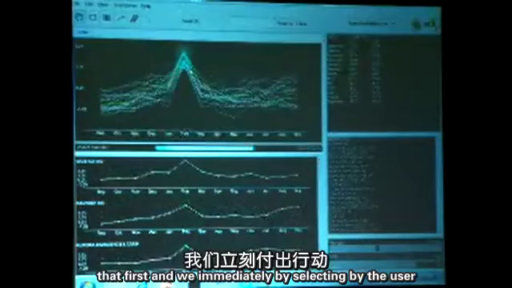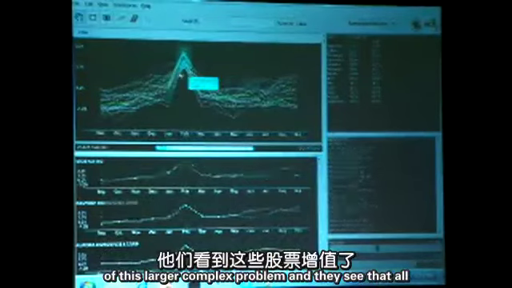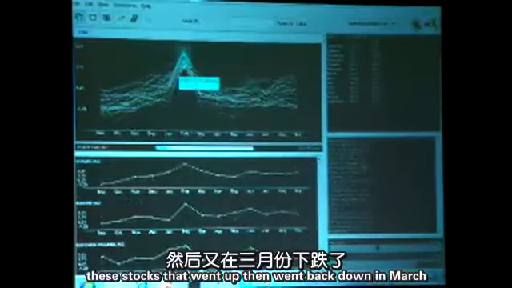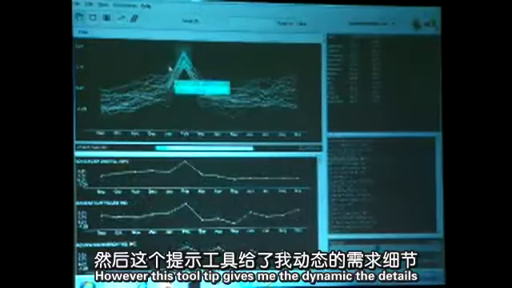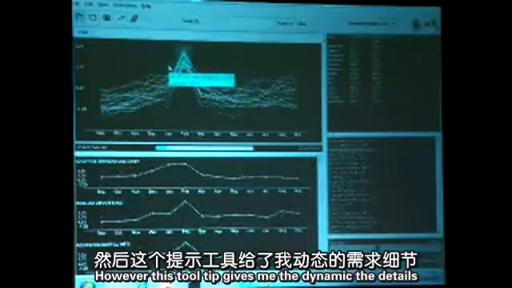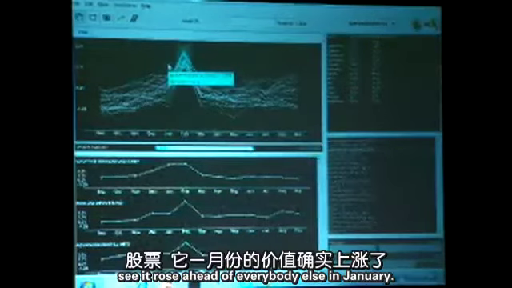And immediately, by the user taking that action, they're looking at one component of this larger complex problem, and they see that all these stocks that went up then went back down in March. However, this tooltip gives me the details on demand. One stock, Adaptive Broadband, I hope you can see it, rose ahead of everybody else in January.